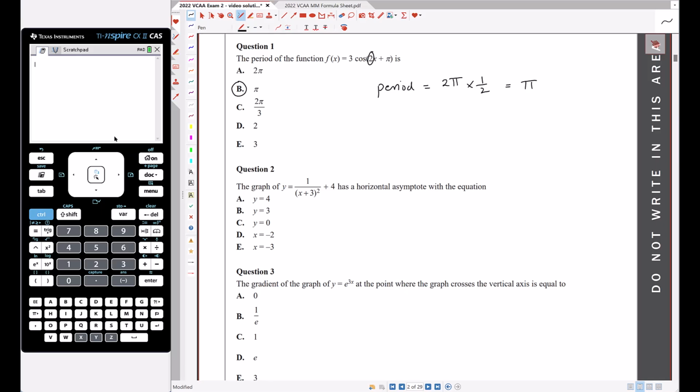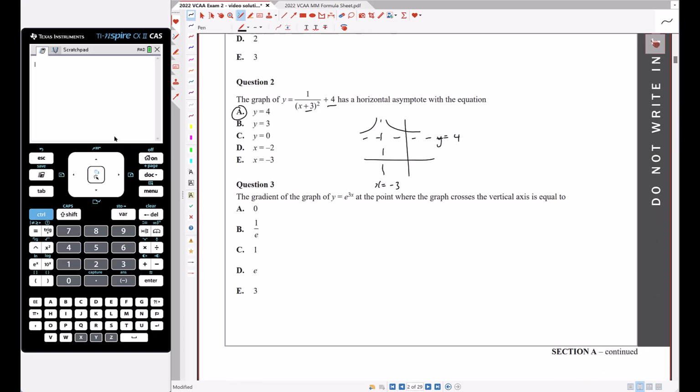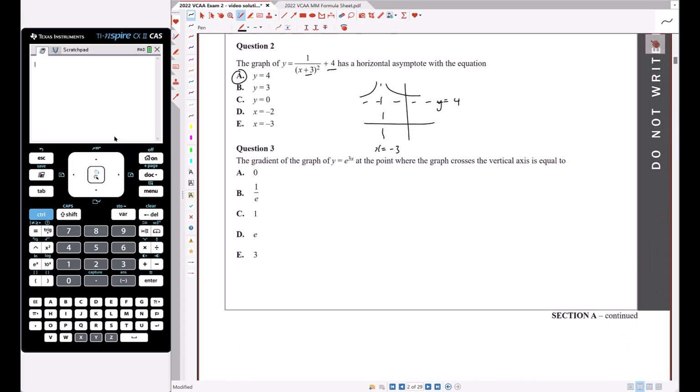The graph of y equals 1 on (x plus 3) all squared plus 4 has a horizontal asymptote with equation. So this is a truncus. It's gone to the left by 3 and up by 4, so the horizontal asymptote will be at y equals 4. So y equals 4, option A. Question 3, if in doubt, you could get your CAS to draw it. The CAS doesn't draw in the asymptotes though, so you would be speculating as to where that asymptote would be. Better to have an understanding of how the functions actually work.